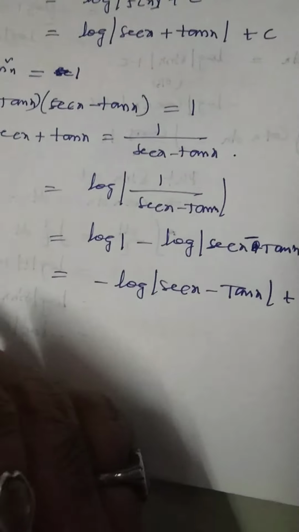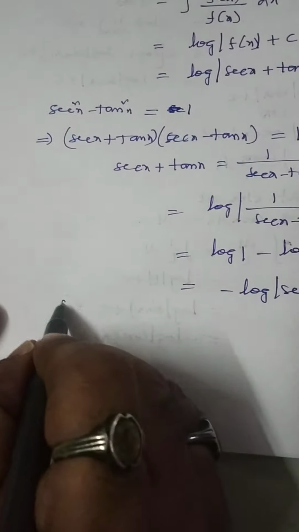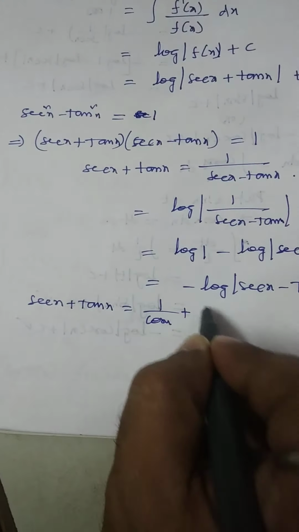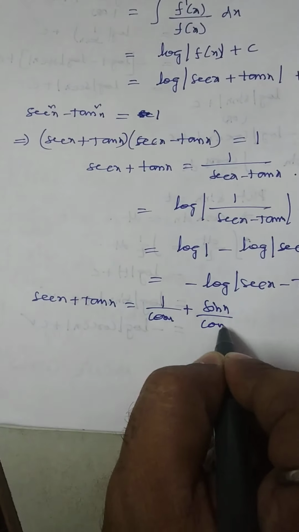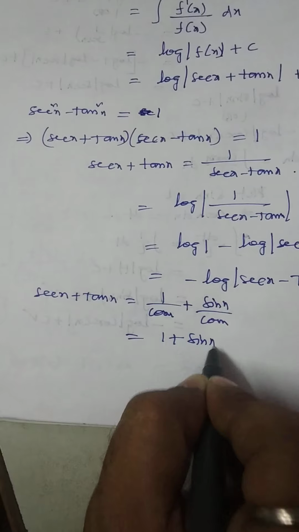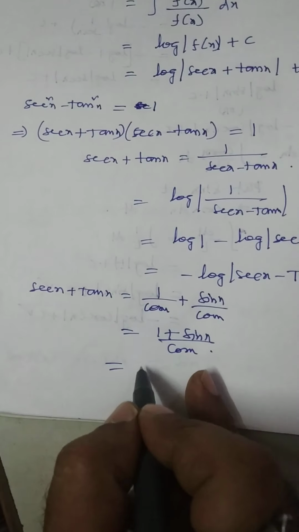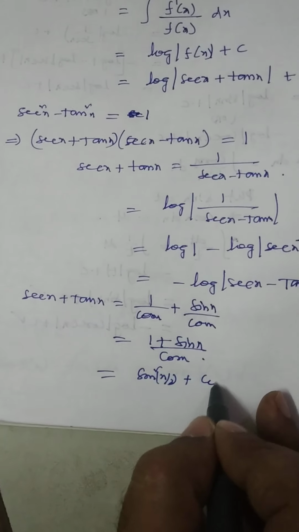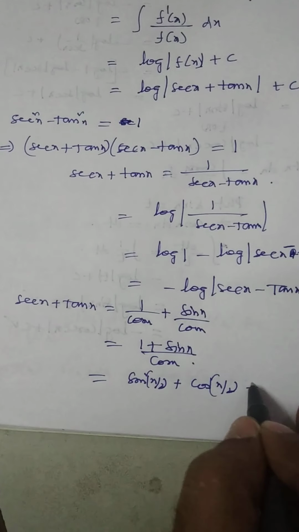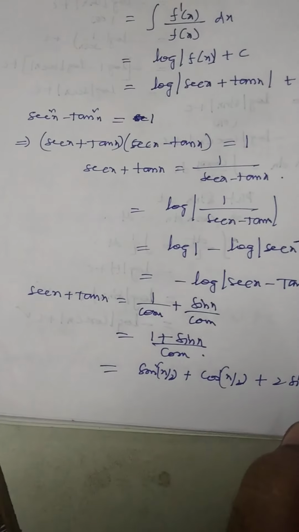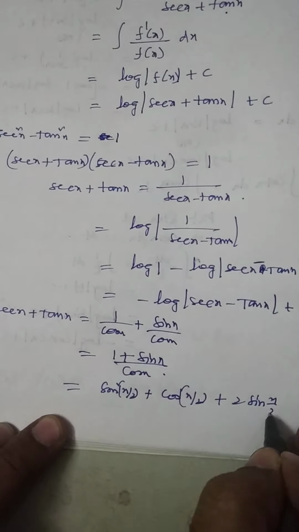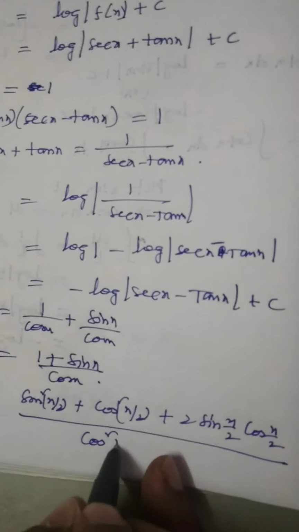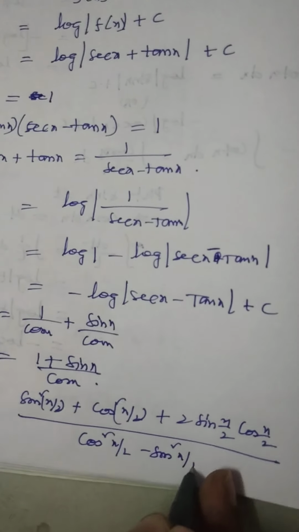Next, coming to the third form, how are we going to get this? Secant x plus tan x is equal to 1 by cos x plus tan x, which can be written as sin x by cos x. This is nothing but 1 plus sin x by cos x. Here 1 can be written as sin square x by 2 plus cos square x by 2, plus sin x can be written as 2 sin x by 2 cos x by 2, and cos x can be written as cos square x by 2 minus sin square x by 2.